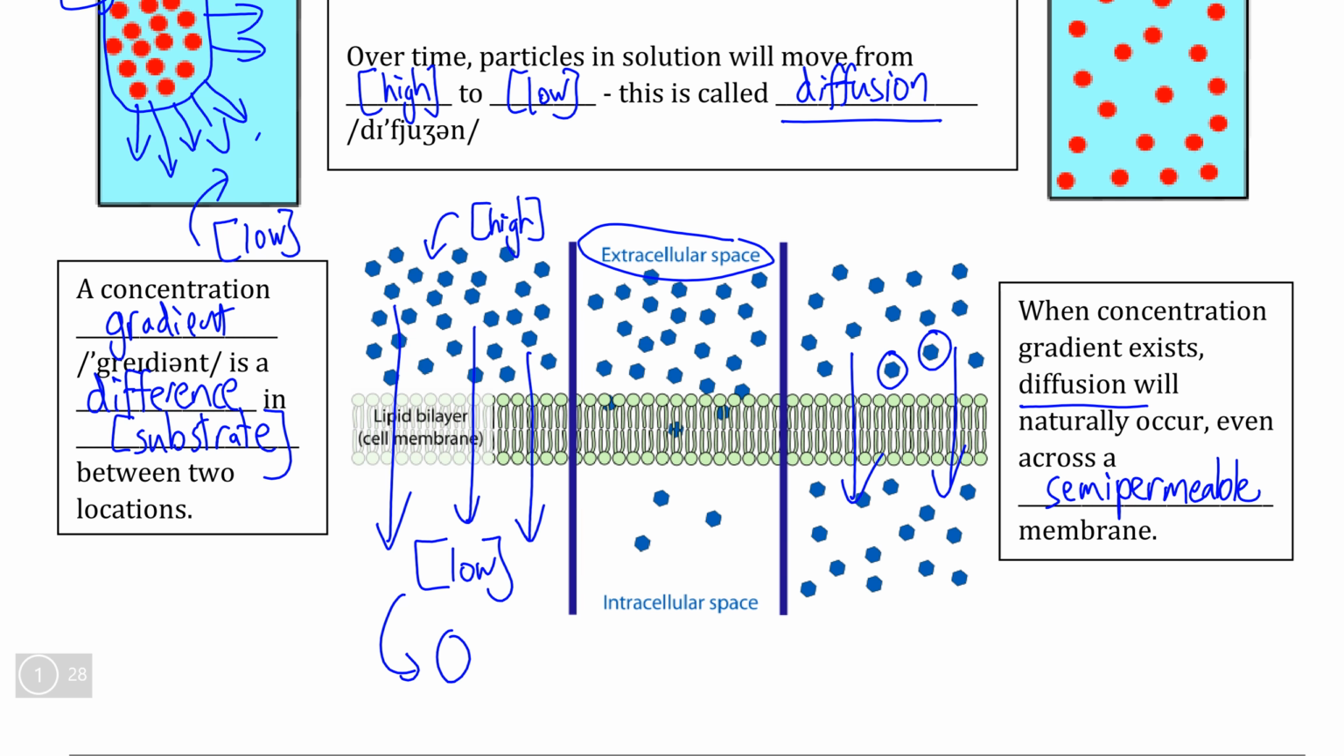Now, if we wanted to think of examples of solutes that could do this, the most obvious examples are oxygen and carbon dioxide, because they're small and nonpolar, which means they can pass through the space between the phosphate heads and go right through the nonpolar tails, because all of these are nonpolar.